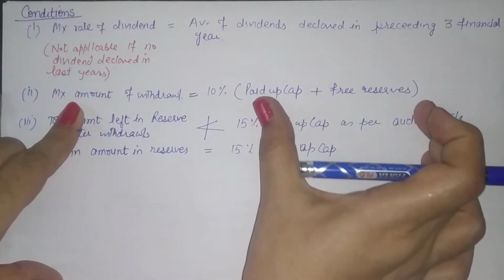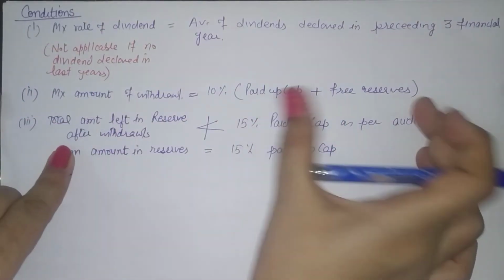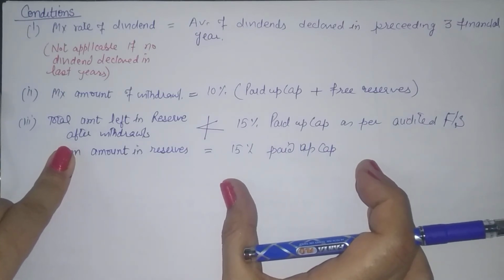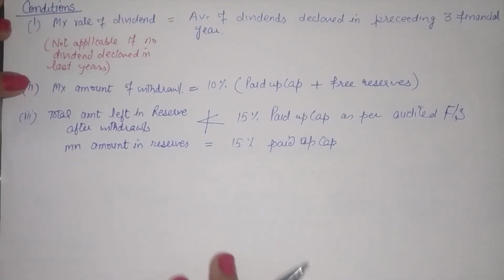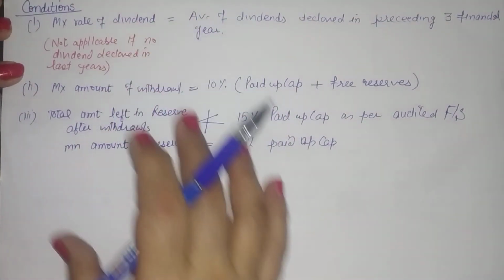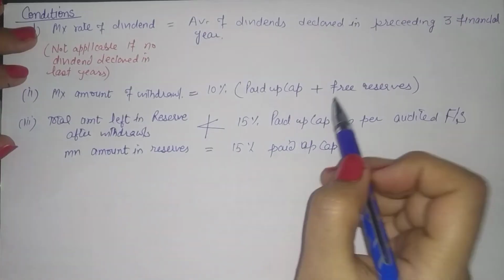One from the total capital plus reserve side, another from the paid up capital side. So you will have to consider both of these, and then the company will decide how much dividend to pay. Now when we are talking about this, let me tell you one more thing here.